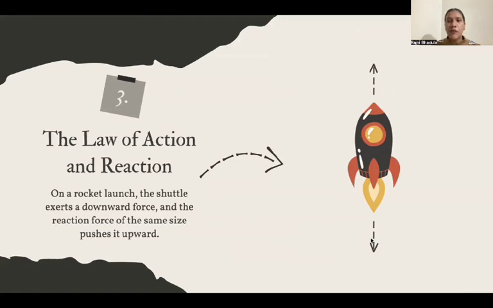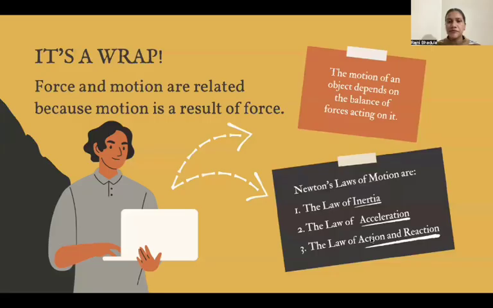Here's a quick recap of our whole video. Force and motion are related because motion is a result of force. The motion of an object depends on the balance of force acting on it. Newton's laws of motion are the law of inertia, the law of acceleration, and the law of action and reaction.